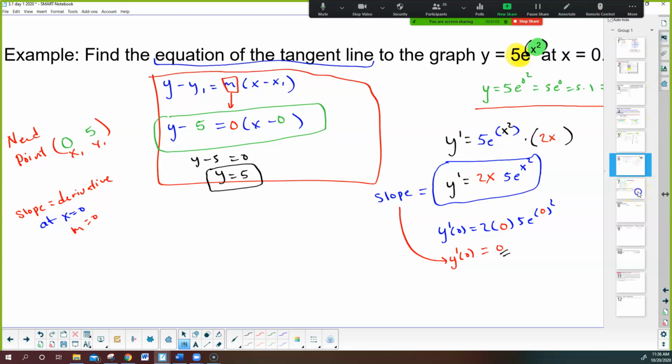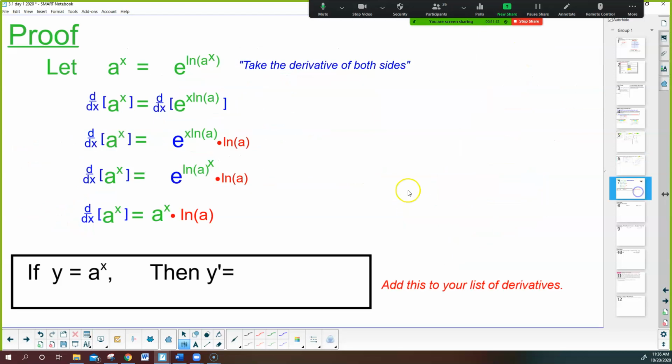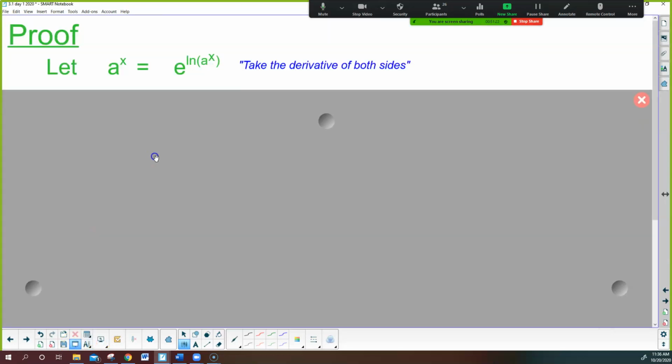Okay. I don't want you to write this next piece. This is more of just an appreciation of where this new derivative comes from. We're going to learn another derivative today. So we have the chain rule, we have the natural log of x, and then we're going to have a to the x. So don't write this. It's just giving you guys some appreciation of where this comes from. And I'm going to go through it pretty fast.